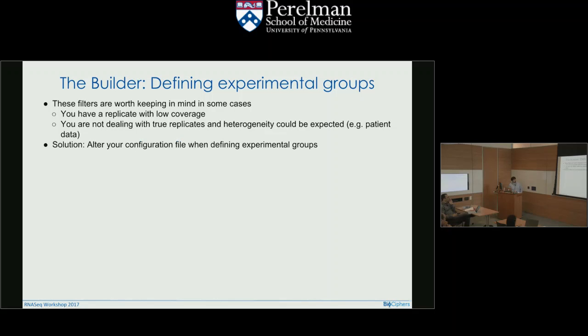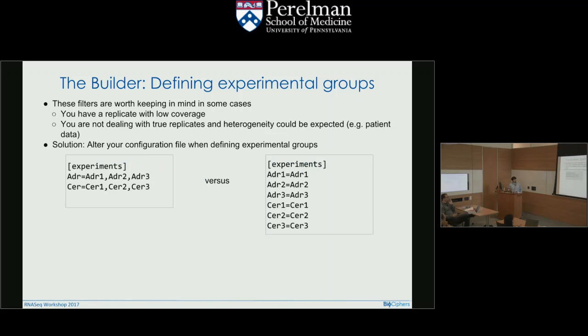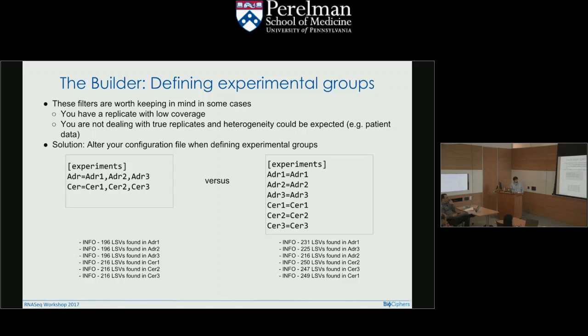So our solution is you can alter your configuration file when you define your experimental groups. The one I mentioned was this, where we define a group with replicates, but you could also make each of these samples its own experimental group, so you'll have more detection power, you'll detect a lot more LSVs. And just using our toy set of 20 genes, these are the number of LSVs that we find when you define things as groups versus when you keep each sample as its own experimental group.